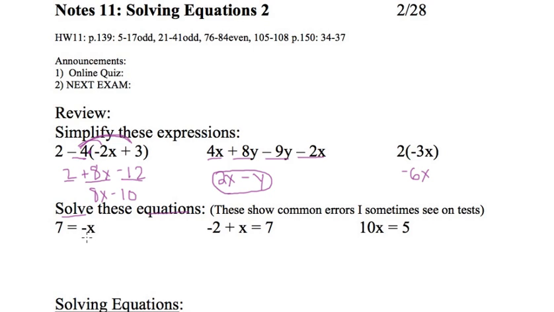First thing, you cannot just have a negative sign here. It has to be x equals. So think of this as -1 times x. So to undo multiplying by -1, we'll divide both sides by -1. X equals a positive divided by a negative is -7. That's my answer.